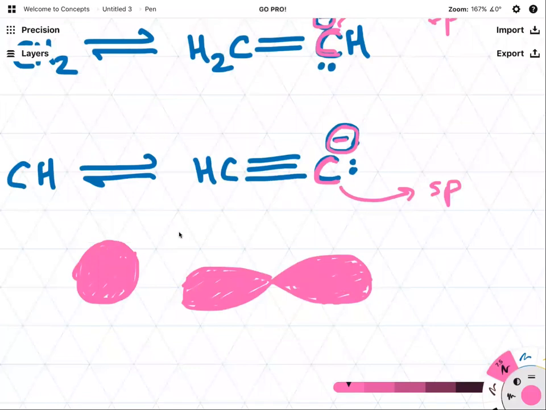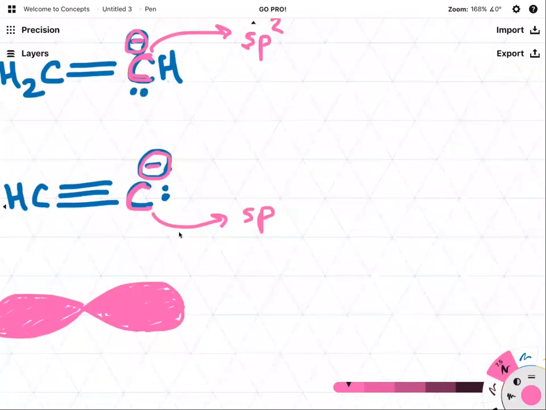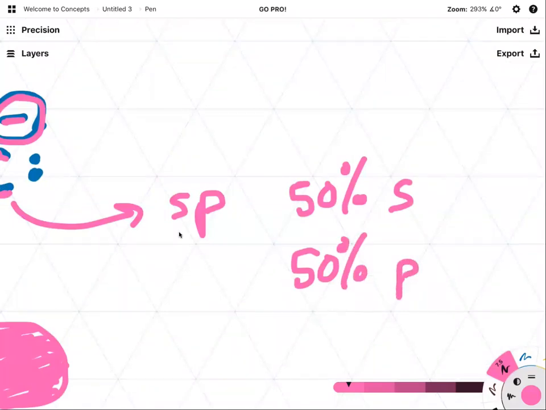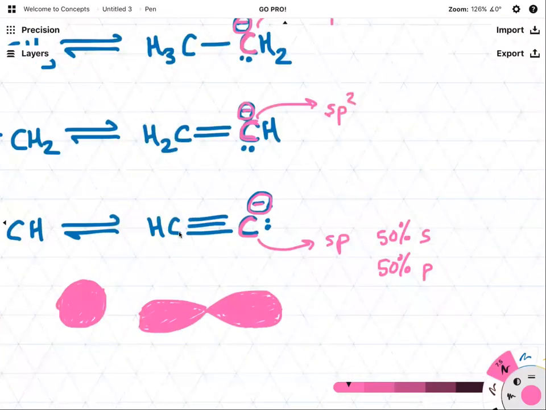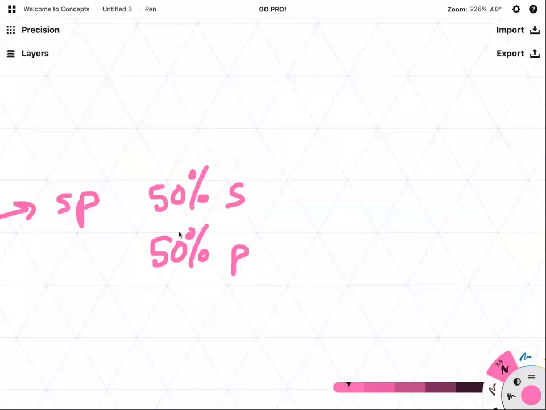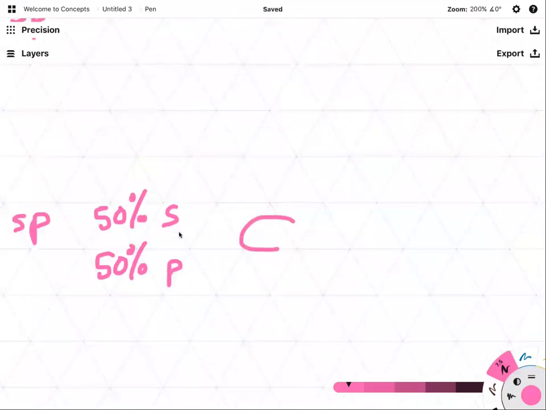So if you had an s and a p, that would be 50% s character and 50% p character. If you were to combine what I just drew, the s and the p, it would be half circle, half dumbbell shaped. So it would be something like that. I should make the circle a little bit bigger, like about 50-50.